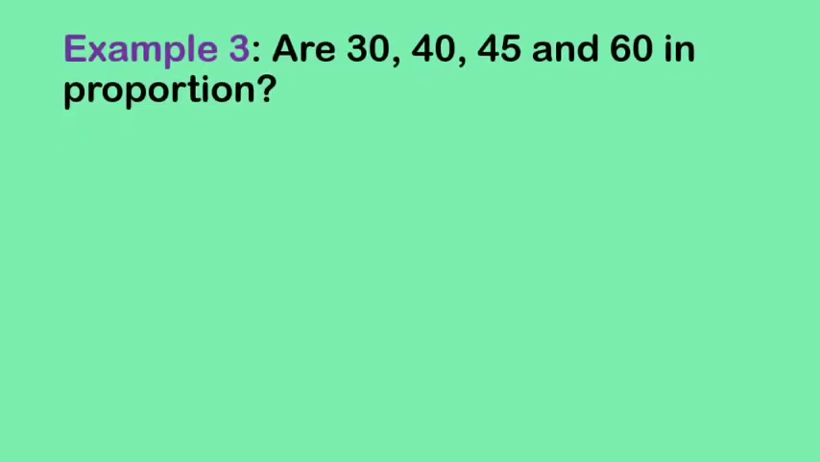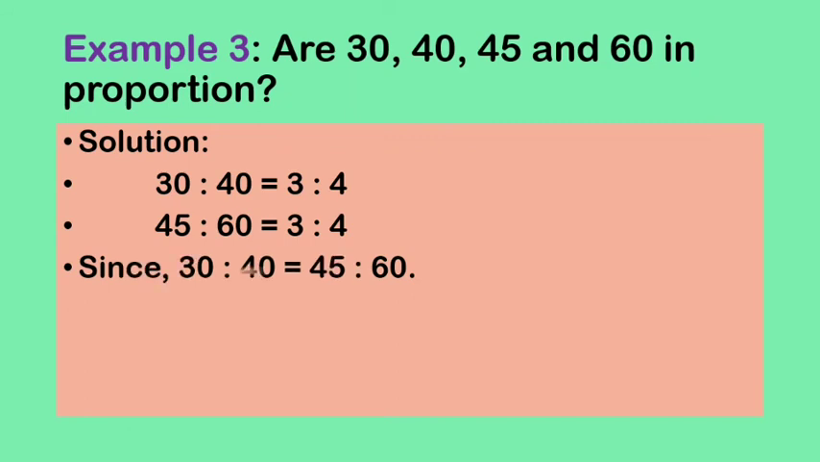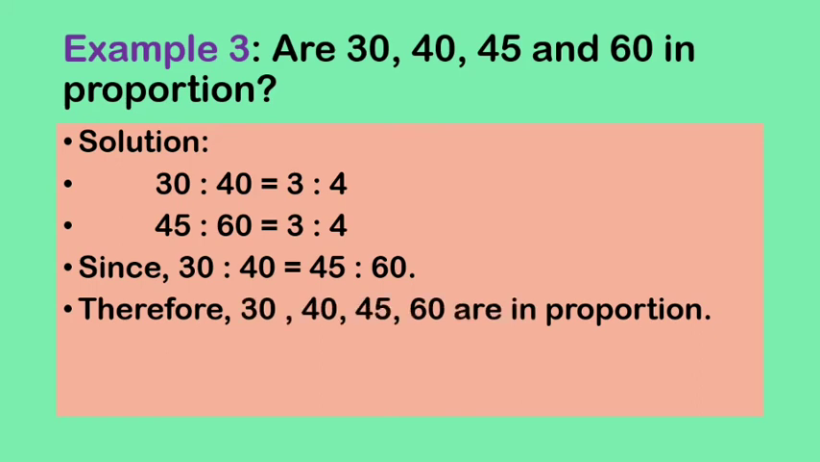Next example. Are 30, 40, 45 and 60 in proportion? So 30 is to 40 equals 3 is to 4. And 45 is to 60 is also equal to 3 is to 4. So the simplest form of both ratios is 3 is to 4. So since 30 is to 40 equals 45 is to 60, therefore 30, 40, 45 and 60 are in proportion.